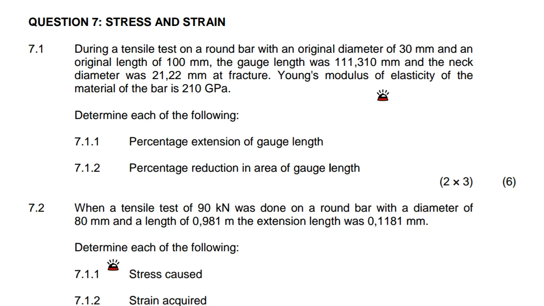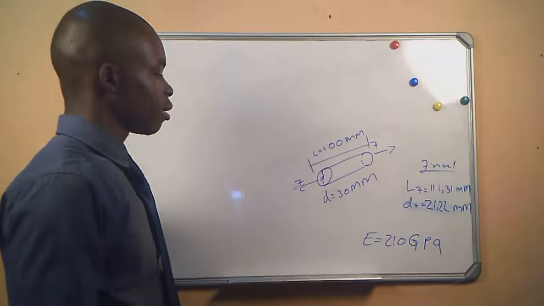1. The percentage extension of gauge length. Number B. The percentage reduction in area of gauge length. This is the information that we are given.